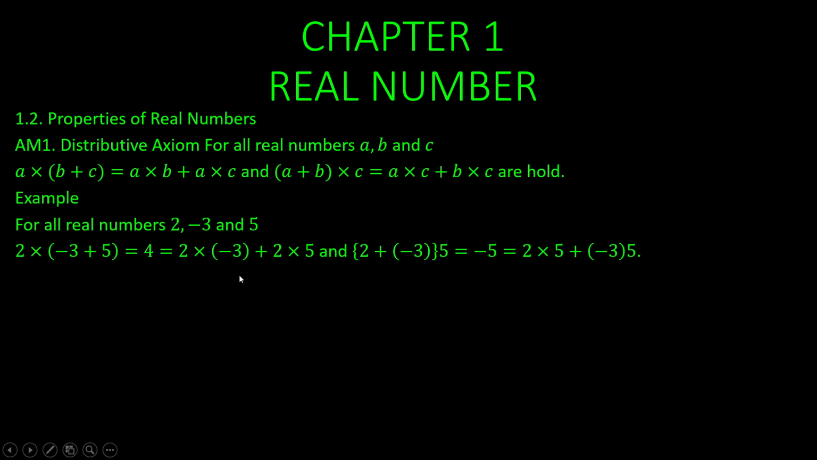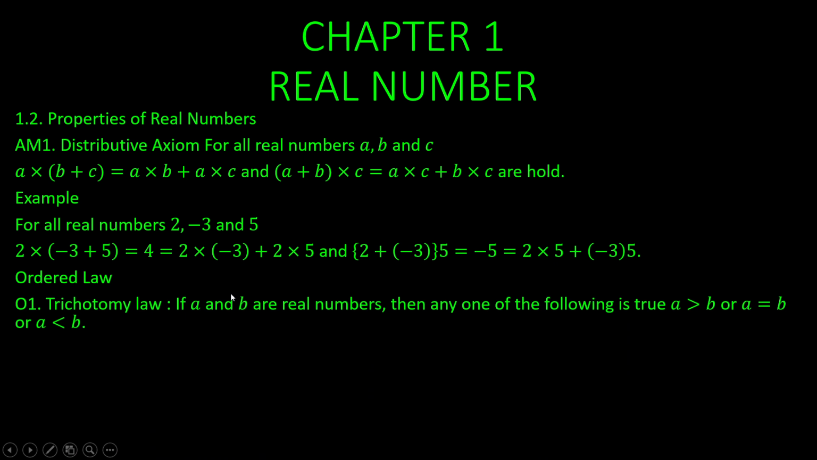Example, for the real numbers 2, minus 3 and 5, if we multiply the sum of minus 3 and 5 by 2, we'll find 4. Again, if we find the sum of the product of 2 and minus 3 and the product of 2 and 5, we'll get 4. So we can say that for the numbers 2, minus 3 and 5, the distributive law holds.